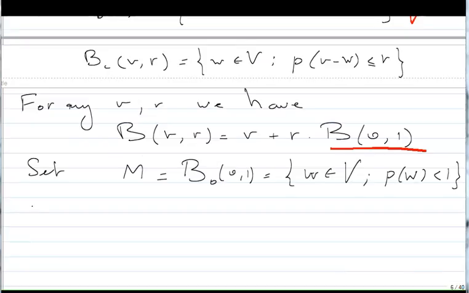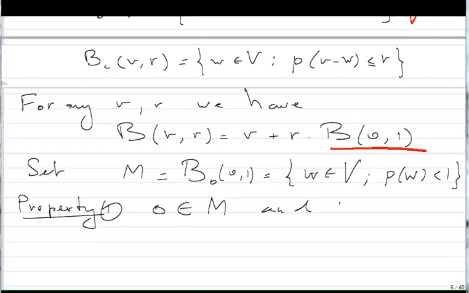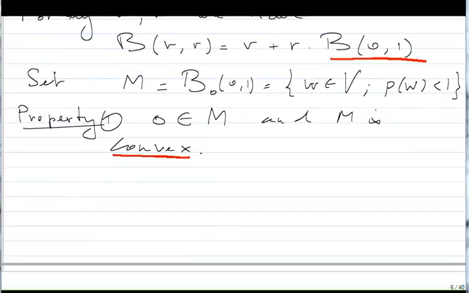Property 1: 0 belongs to M, which means that the set M is not empty, and M is convex. The property that interests me here is the convexity of the set M. It's not very hard to see this.